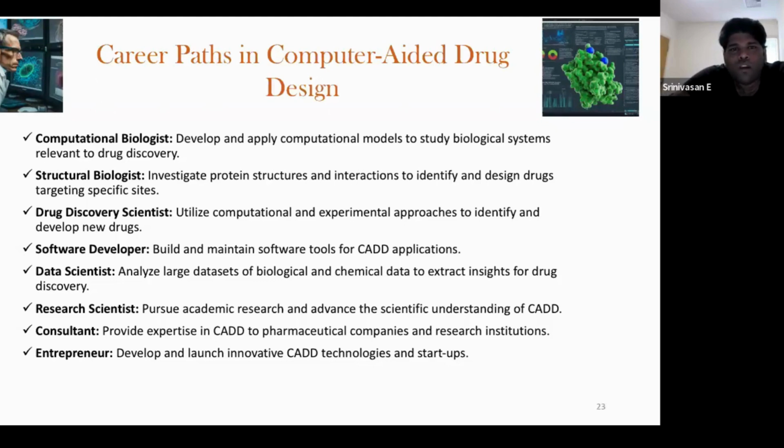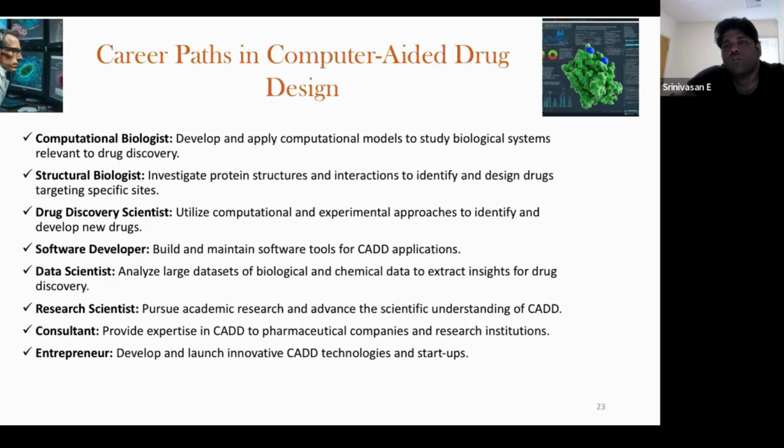Computer drug design gives a very large platform for us in different fields. Once you have a career, there are humongous career opportunities in this. You can be a computational biologist, where we develop and apply computational models to study the drug discovery process, or you can become a drug discovery scientist, or you can work on X-ray and NMR structures. These people are structural biologists. They gave way in developing the data sets for the AI and everything. You can also be a software engineer.